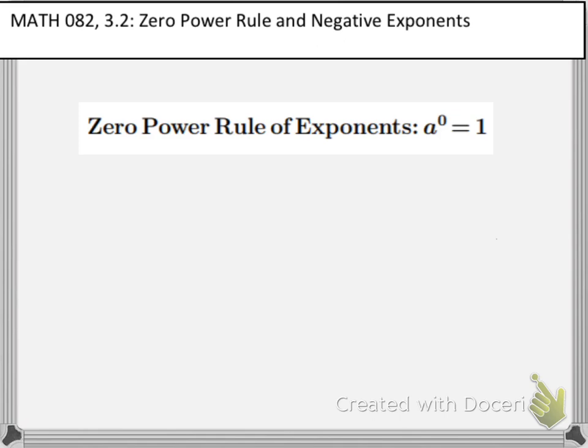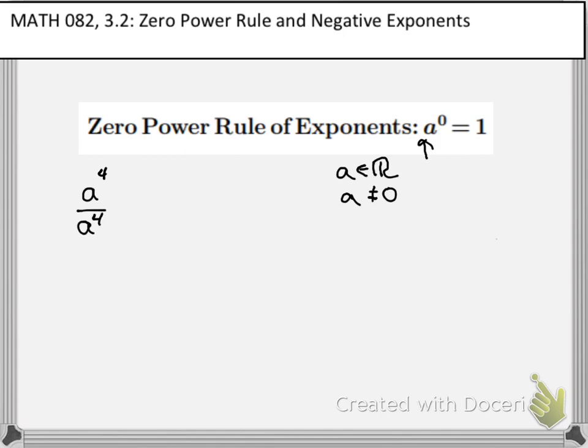So the zero power rule says that any base, a, can be any number except for, by the way, a cannot be zero. We'll talk about that in a minute. Anything raised to the zero power, by definition, is 1. So let's see if we can informally prove that to ourselves.